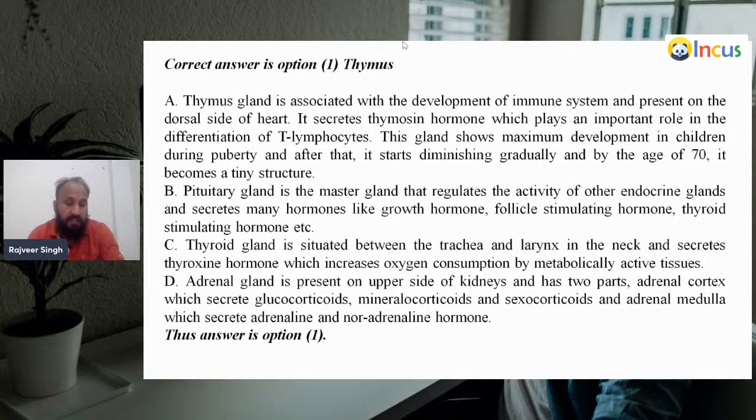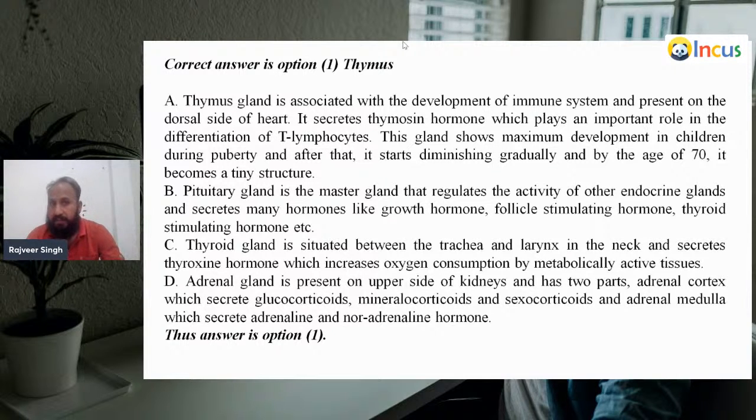Is it fine? Then, if I talk about the pituitary, the pituitary gland is the master gland that regulates the activity of the other endocrine glands and secretes many hormones like growth hormone, follicle stimulating hormone, thyroid stimulating hormone, etc. In the same manner, the thyroid gland is situated between the trachea and larynx in the neck region and secretes thyroxine hormone, which increases oxygen consumption by metabolically active tissue.